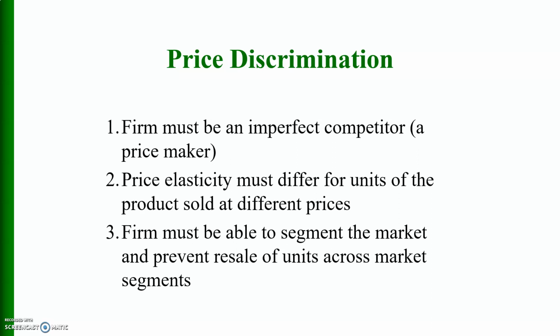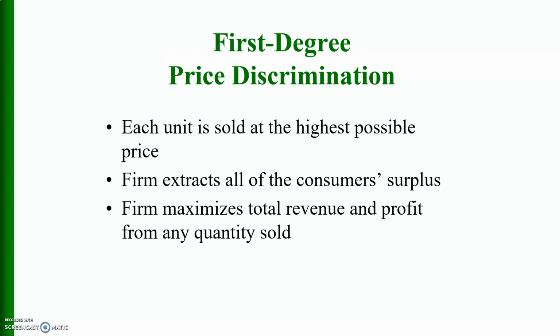For price discrimination, the firm must be an imperfect competitor or a price maker, then it can exercise price discrimination. And price elasticity must differ for units of the product sold at different prices. The firm must be able to segment the market and prevent resale of units across market segments. There are three types of price discrimination: first degree, second degree, and third degree price discrimination.